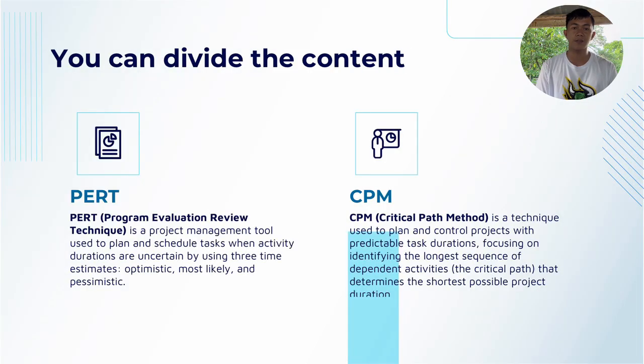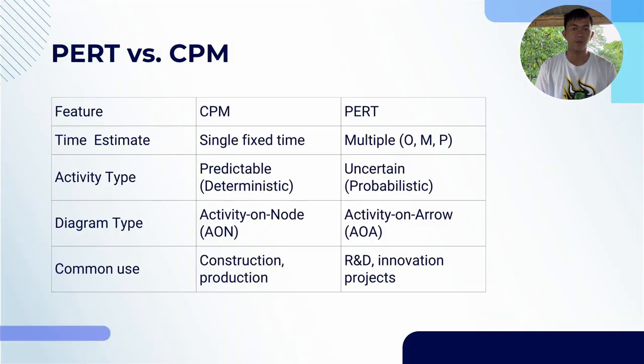We will discuss PERT. So what is PERT? Program Evaluation Review Technique. PERT is used when task durations are uncertain. It uses 3 time estimates for each task: optimistic, most likely, and pessimistic, to account for this uncertainty. PERT diagrams are typically activity on arrow, or AOA, visually representing the flow of activities. It's commonly used in research and development and innovation projects.